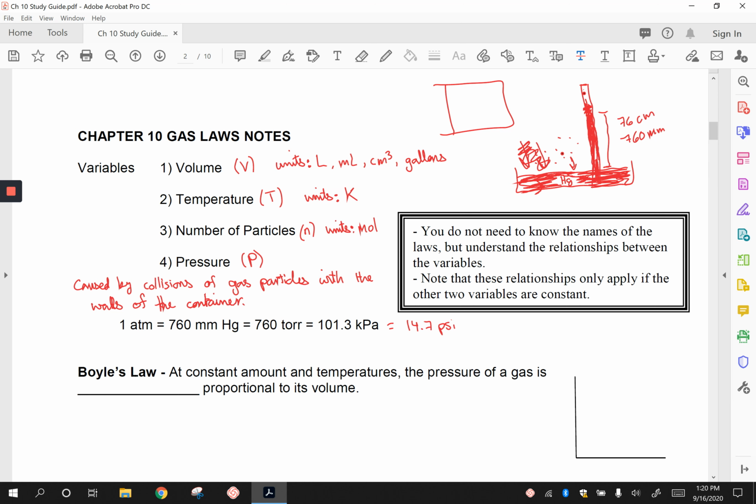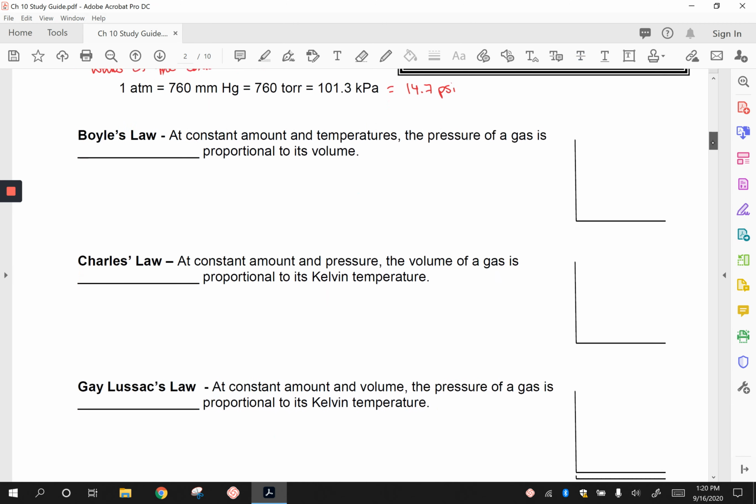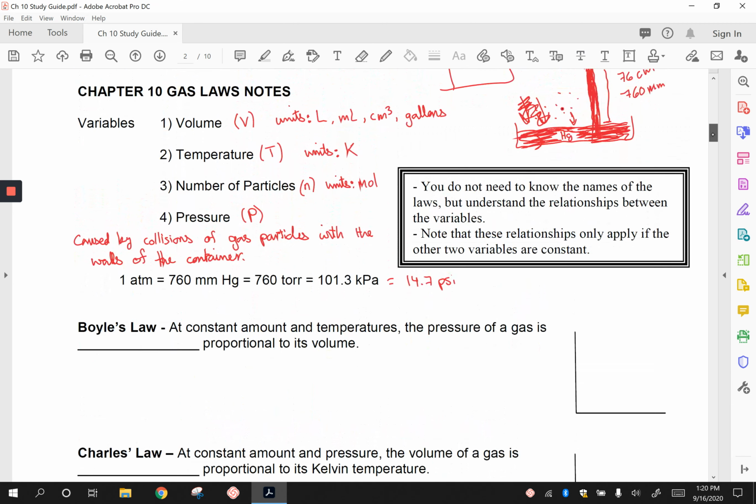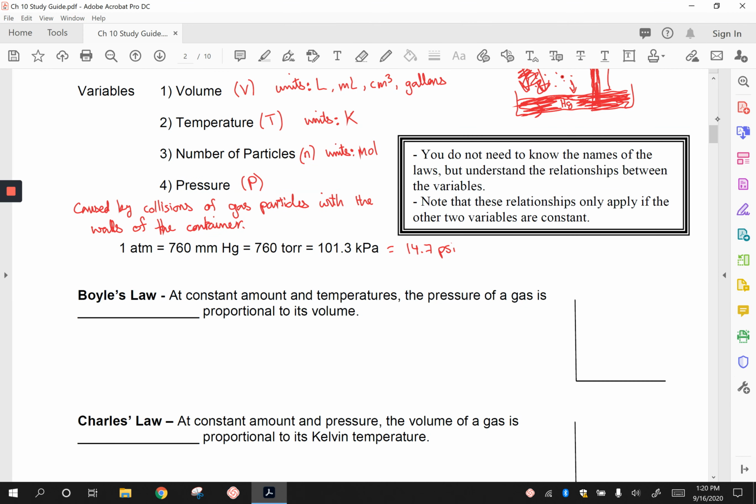So the next thing we're going to talk about is these laws that we studied last year that relate between these four variables. And so each of these laws, we are going to hold two of those four variables constant and look at the relationship between the two.